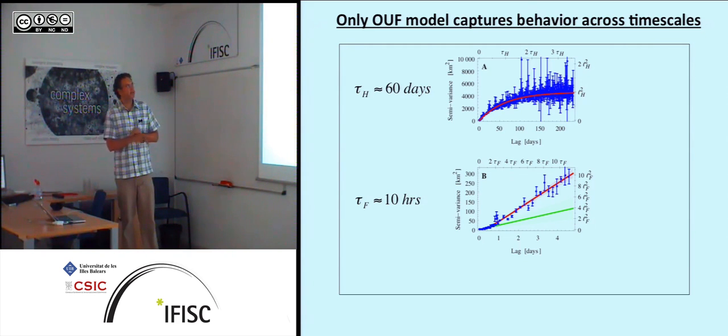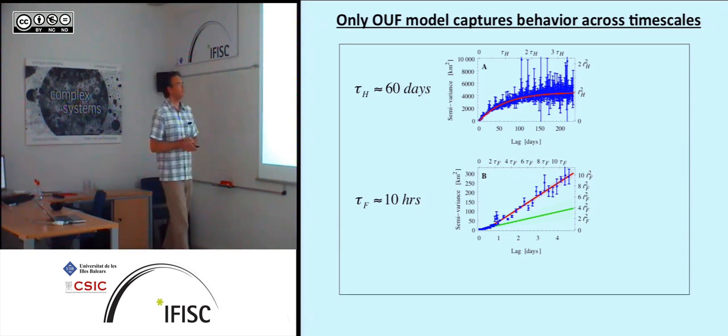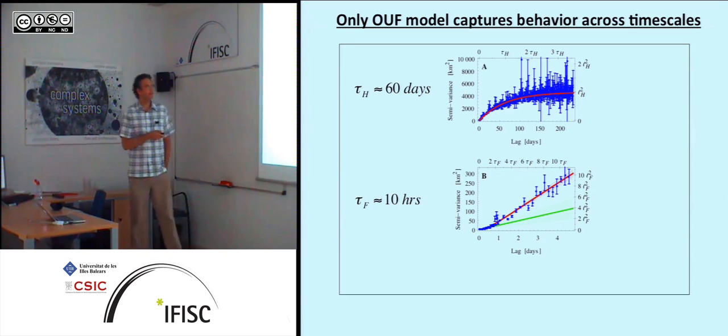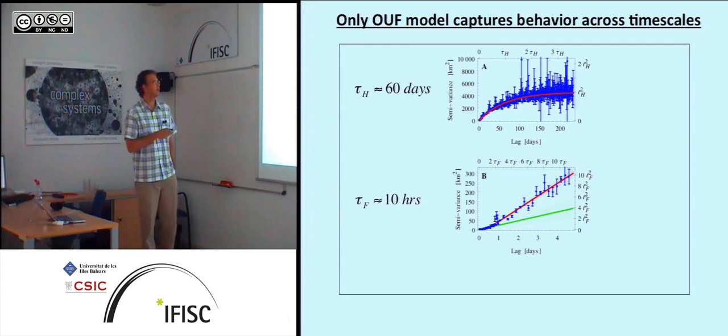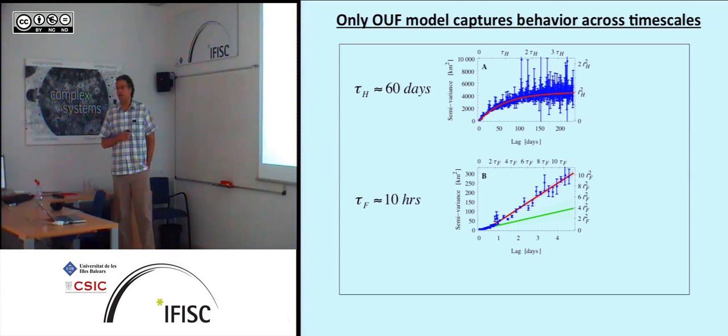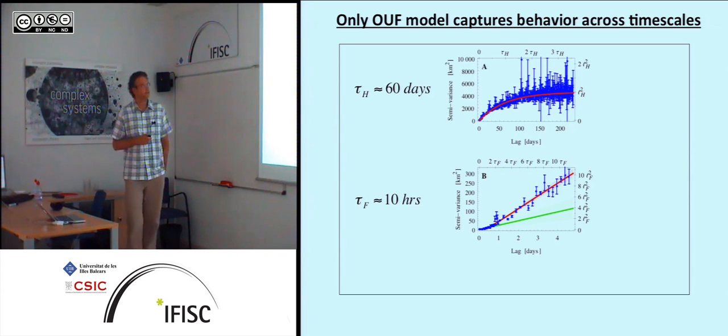And only this new OUF process can do this: super diffusion at short lags, regular diffusion at intermediate lags, and asymptotic diffusion at longer lags. Okay, the OUF process has two time scales, the foraging time scale, which we estimate to be on the order of about 10 hours, and the home range time scale, which is on the order of about 2 months. Okay.